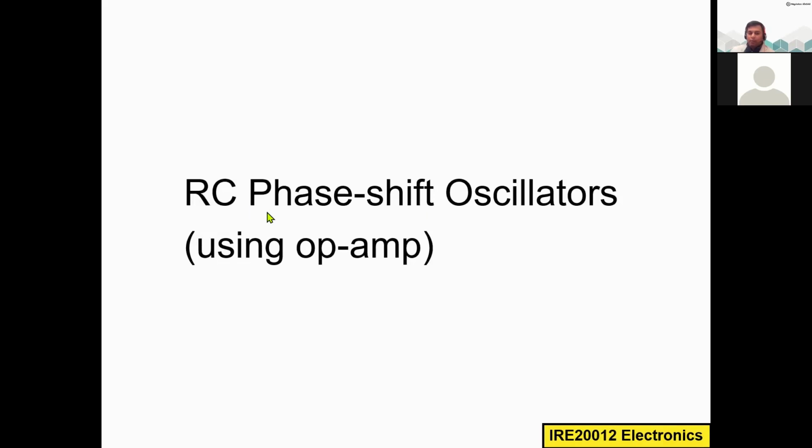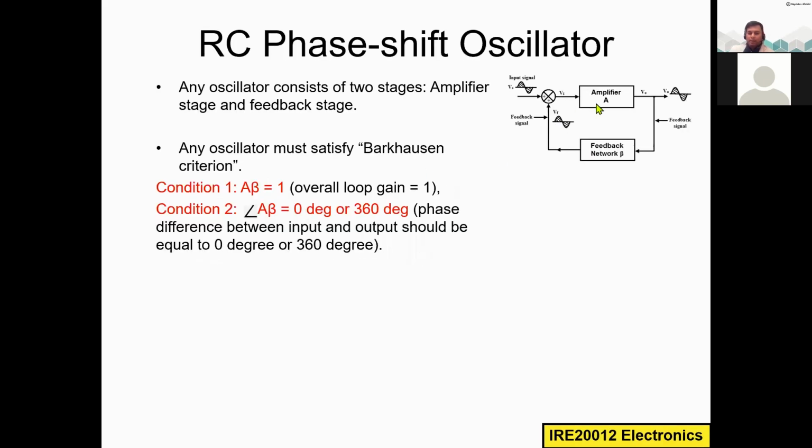Remember, in the oscillator block diagram, we have two important stages. Any oscillator consists of two stages: an amplifier stage and a feedback stage. It doesn't matter whether it is an RC or LC based oscillator. RC means R is a resistor and C is a capacitor. Any oscillator must satisfy the Barkhausen criterion, these two conditions. First, A beta is equal to 1.